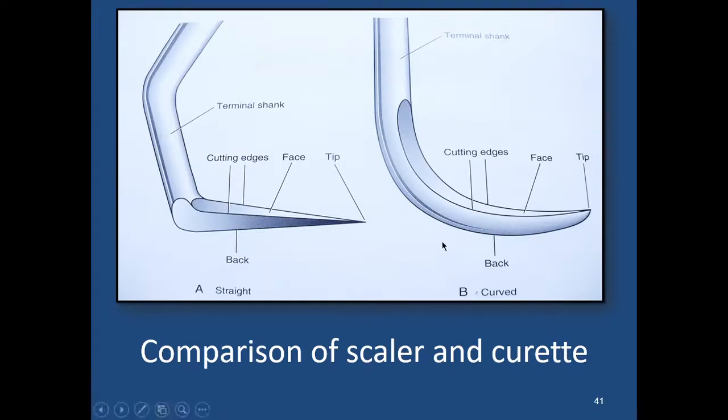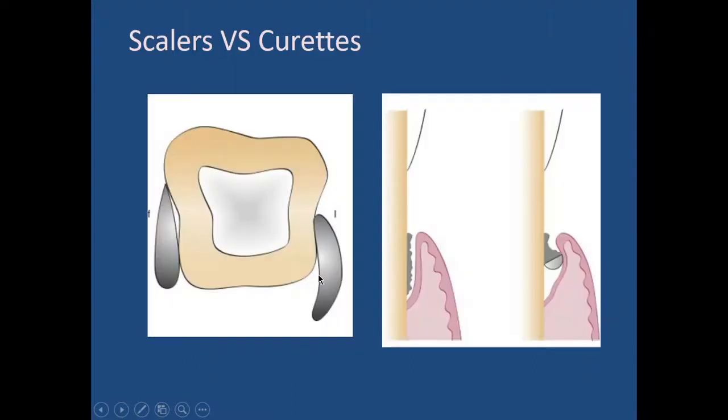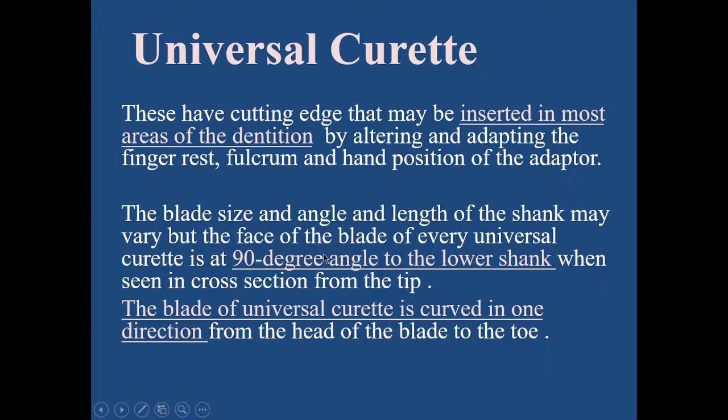You see, this is the tape. This is the tooth. This is the cutting edge. This is the face. Scalers, you see, remove the supragingival calculus and the curettes remove subgingival. You see the scalers are not adapted like the curettes.